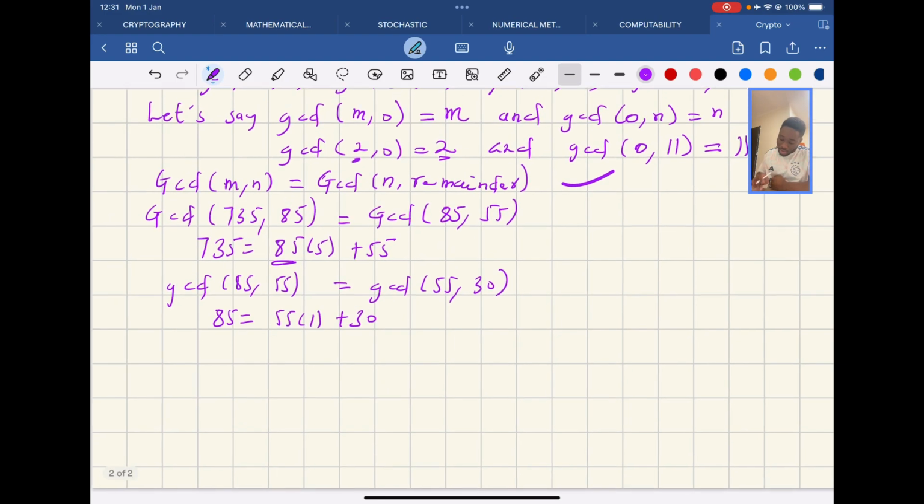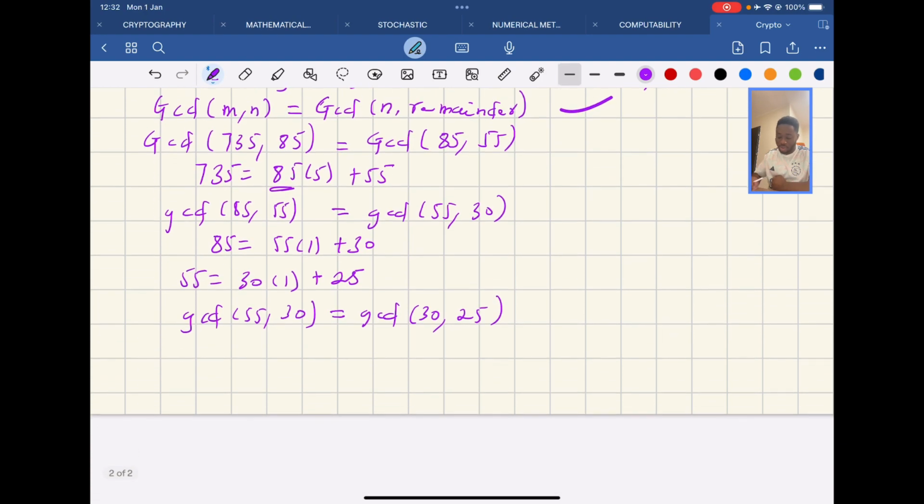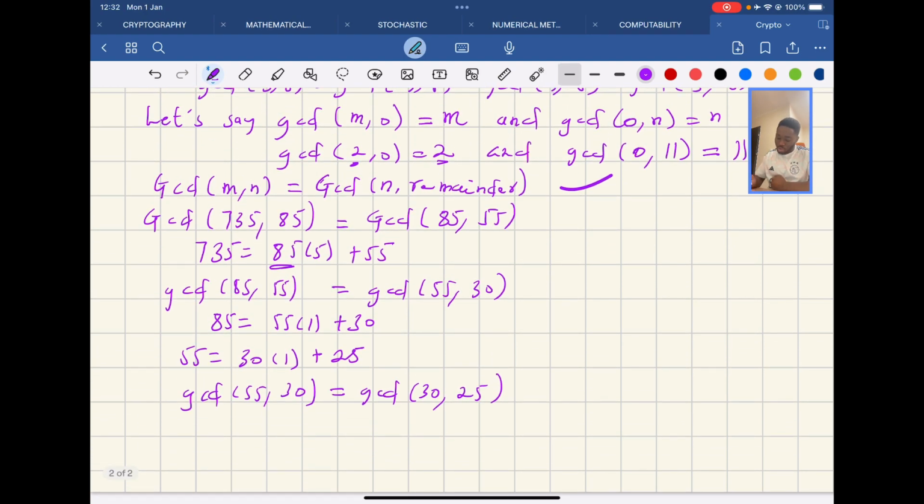Okay, now the next step is you can also keep on reducing this. So if you keep on reducing over here, 55 has a quotient of 30 and 1. We always use this as a quotient. Plus, now, what will be the remainder? The remainder in this case is 25. So the GCD of 55 and 30 can also be written as the GCD of 30 and 25. Now, if you get this, you keep on reducing till you get a 0 in the bracket.